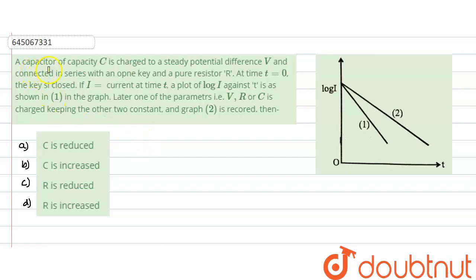Hello everyone, let us start with our question. In this question, what is given? That a capacitor of capacity C is charged to a steady potential difference V and connected in series with an open key and pure resistor R. Now at t equals to 0, the key is closed.